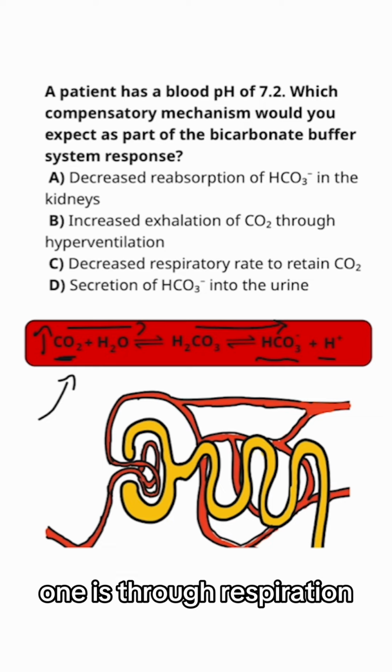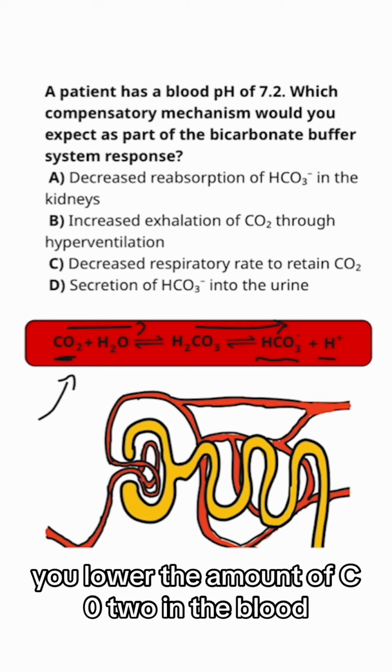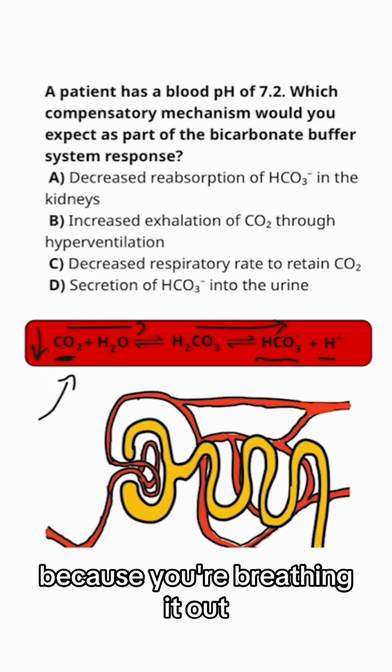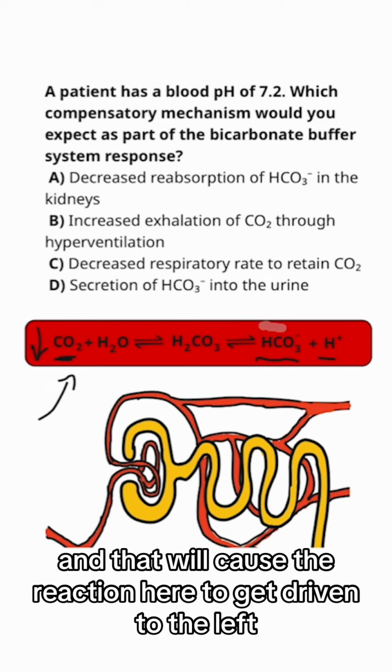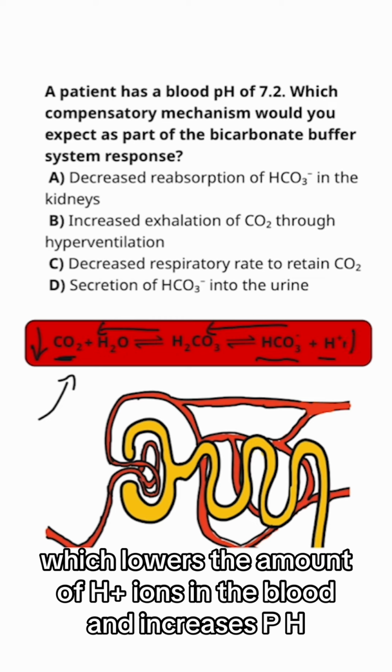One is through respiration, where you can breathe faster, and when you breathe faster, you lower the amount of CO2 in the blood because you're breathing it out. And that will cause the reaction here to get driven to the left, again according to Le Chatelier's principle, which lowers the amount of H plus ions in the blood and increases pH.